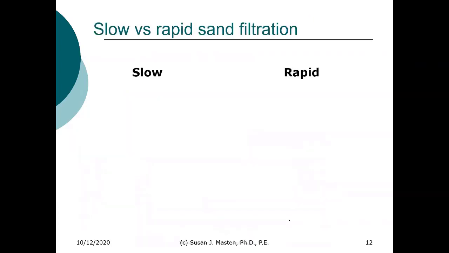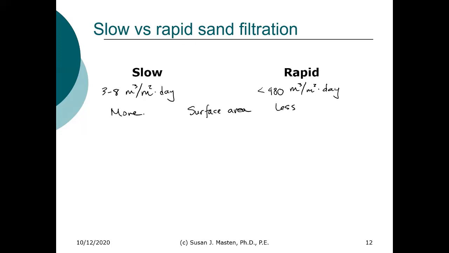Just to compare slow sand filters with rapid, typically we will treat about 3 to 8 meters cubed per meter squared per day. So that meter squared is the surface area of the filters. On the other hand, your velocity through your filters is roughly 100 times greater in a rapid sand filter, which means in terms of surface area, which one requires the greater surface area? So slow sand filters require much greater surface area than a rapid sand filter.